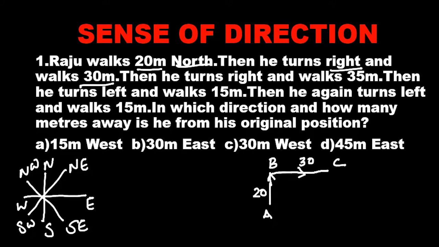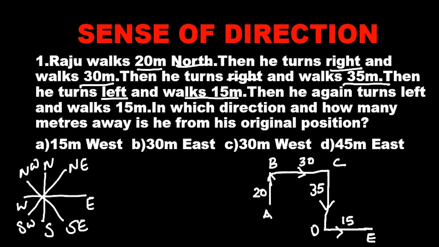Then he turns right and walks 35 meter. From C, he walks downwards 35 meter up to D. Then he turns left and walks 15 meter. From D, he turns left, left of D is this side, and walks 15 meter up to E.